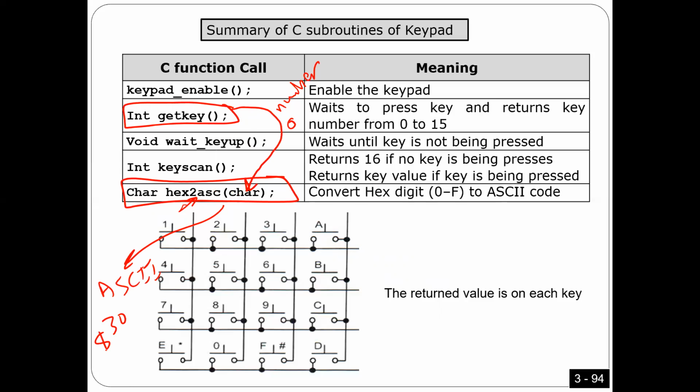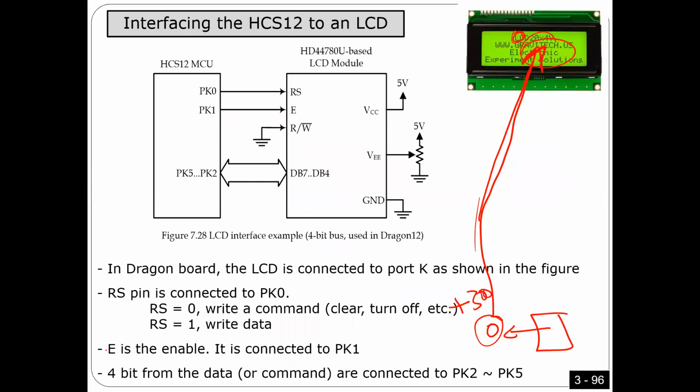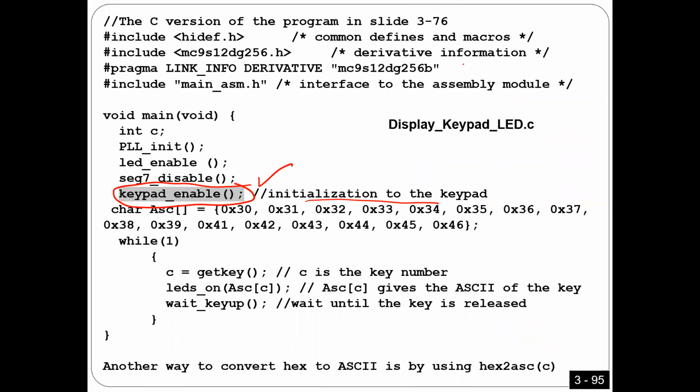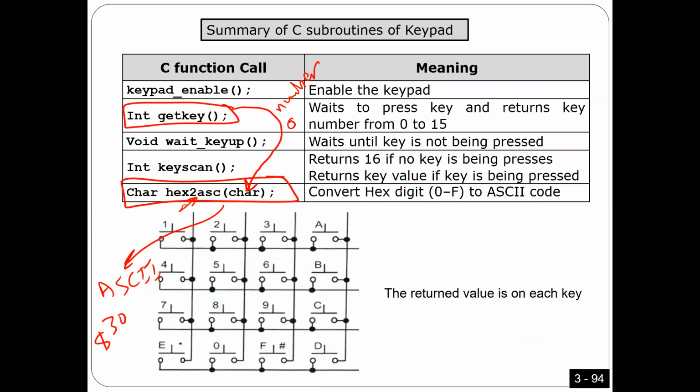Okay, I told you guys, sometimes I need to convert the number to ASCII simply because when you communicate, when you send the data to the LCD, you have to send the data in ASCII. So if you write a program and you want to get a number from the user and display this number on the LCD, after you get a number here, you have to convert it to ASCII, so that you can send it to the LCD.